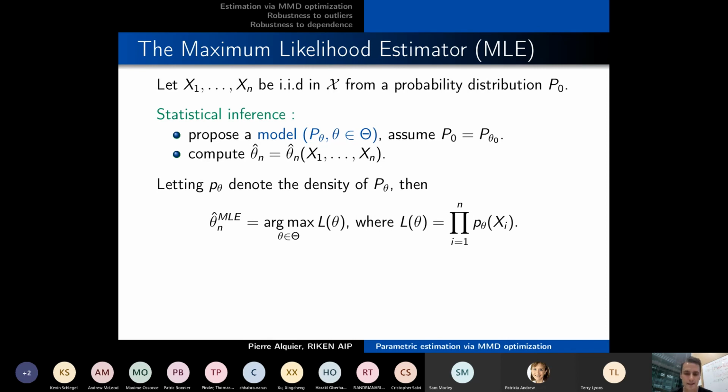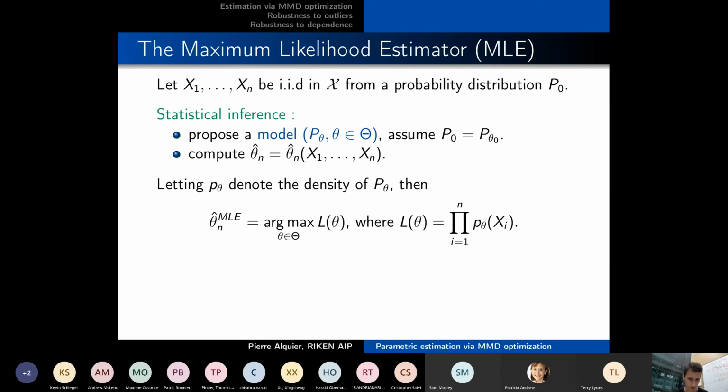I would like to do it in a kind of universal way. That means I would like to propose a method that will work whatever the model P theta is and whatever the truth P naught is. What I want to start by explaining, even though you probably know it, is that the most classical method, the maximum likelihood estimation method, is not universal and requires strong assumptions on the model and on P naught to work.